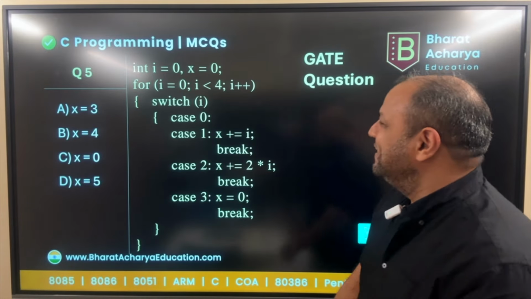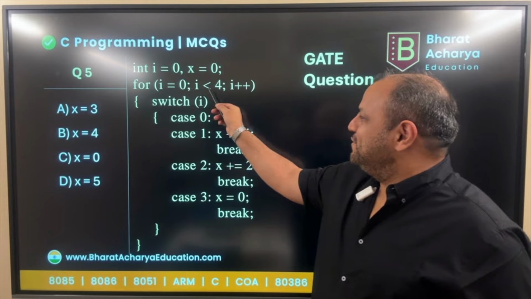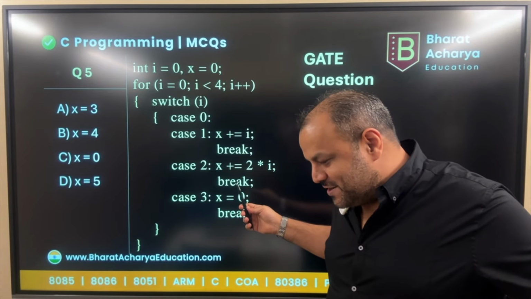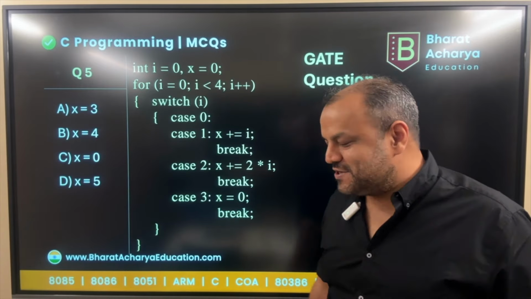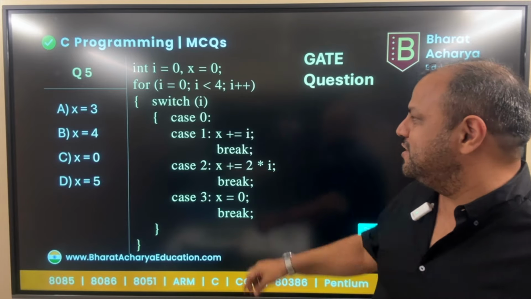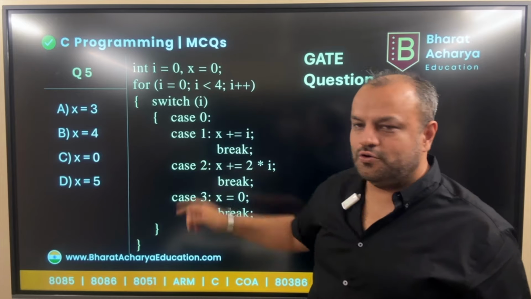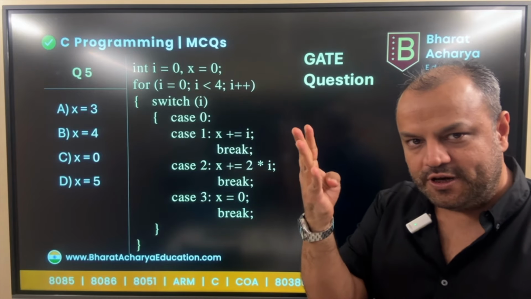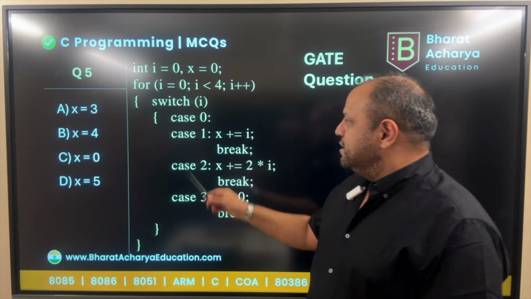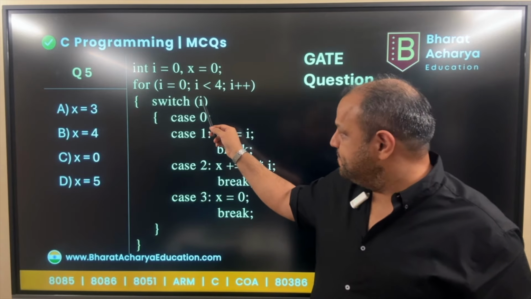What is your answer? Let's see. i is equal to 0, i less than 4. This is the 5th question on this. By now, you should be able to do it in your sleep. Even by just hearing it, you should understand this loop will do 4 iterations because the count is 4: 0, 1, 2, 3. Are you clear? So your 4 iterations. Switch i means it's going to monitor i.